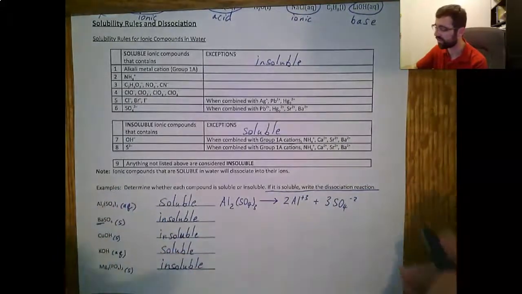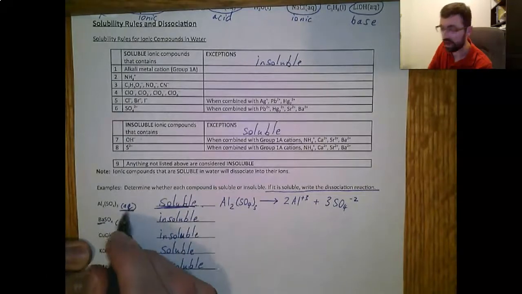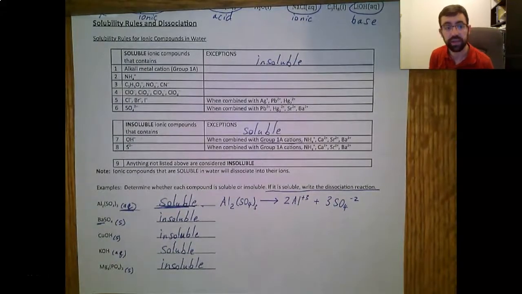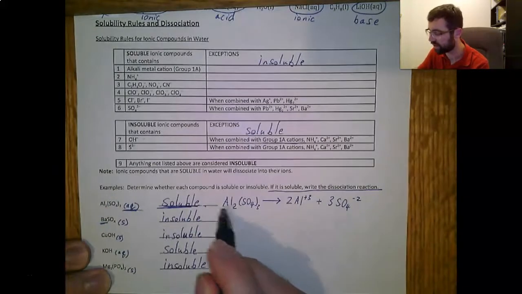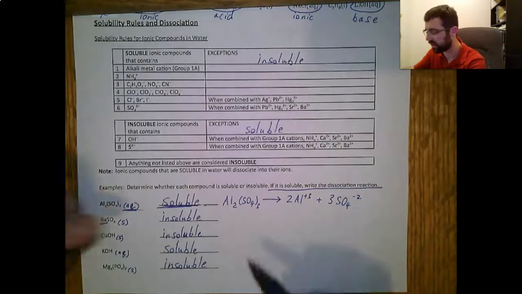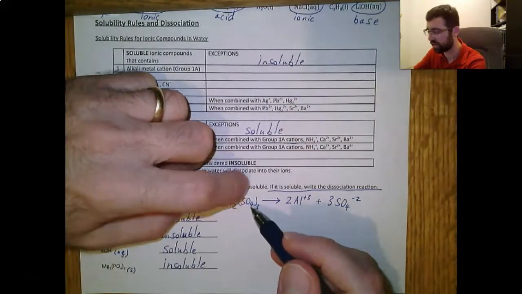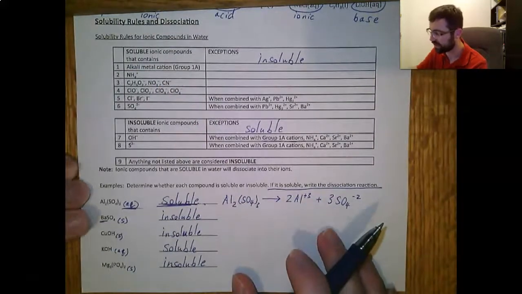And by the way, if it's soluble, dissolved in aqueous solution, that means it's going to break apart into its ions. So it's going to split in half, and we're going to have 2 of those ions and 3 of these ions. But the polyatomic ions don't break apart any farther. They stay together. All right, insoluble, insoluble.